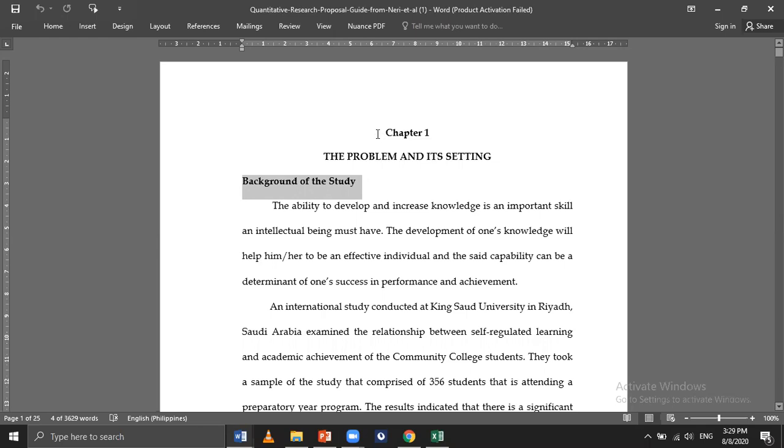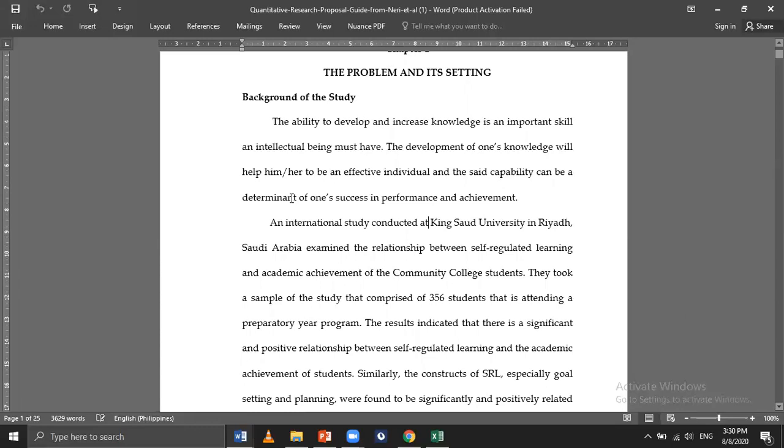But this example, or research proposal example of Chapter 1, is from Neri et al. And this study is about self-regulated learning and mathematics performance of the student. Or let's say if you're a student and you were studying self-regulated learning, you're studying your classmates, so let's say self-regulated learning and mathematics performance of your classmates. So let's have a little bit of tour.